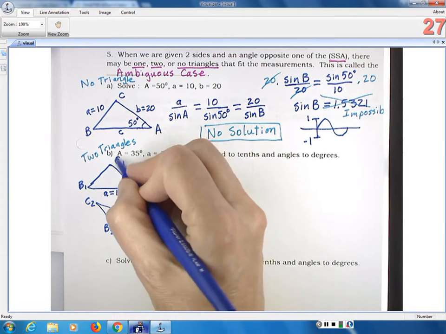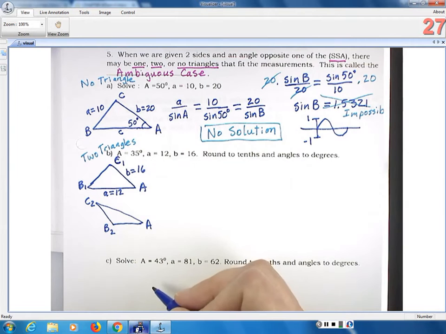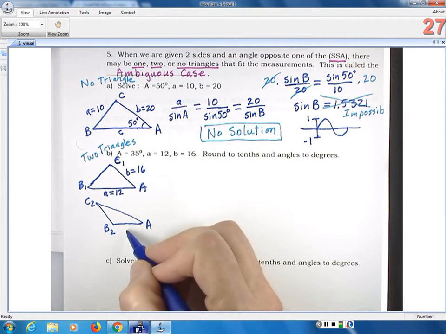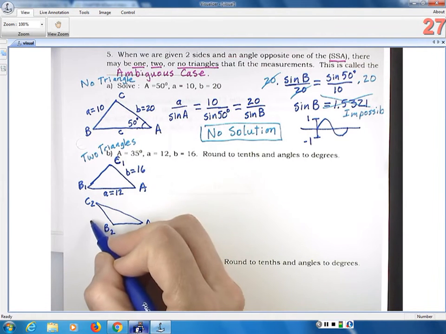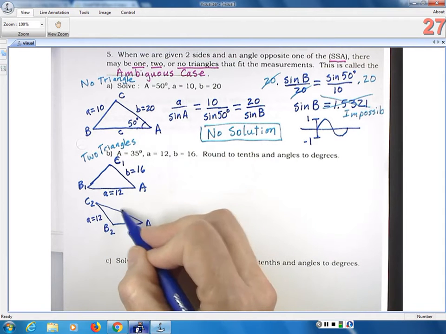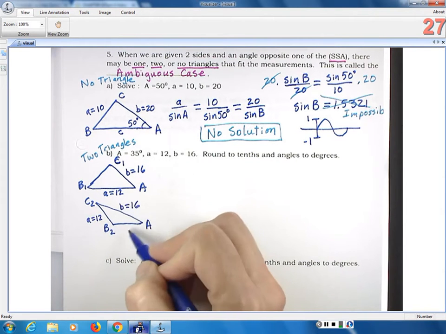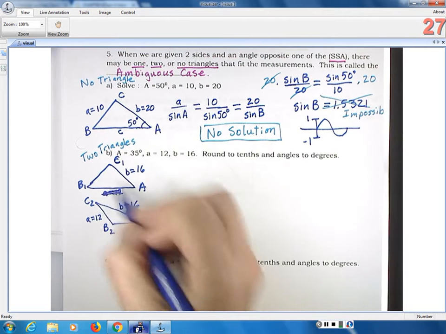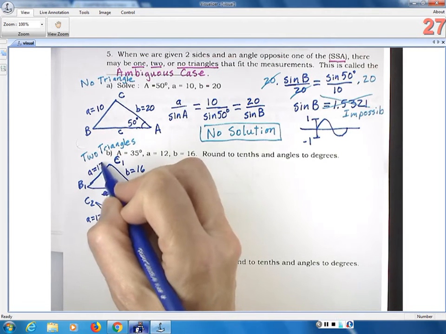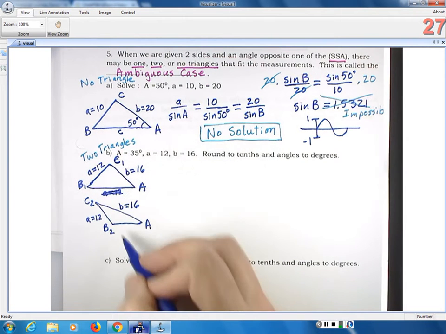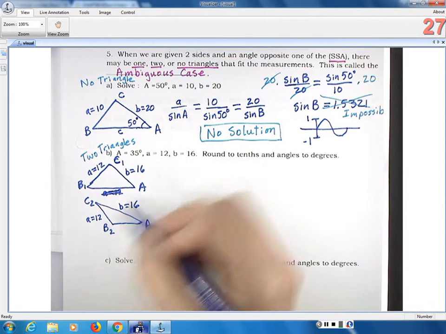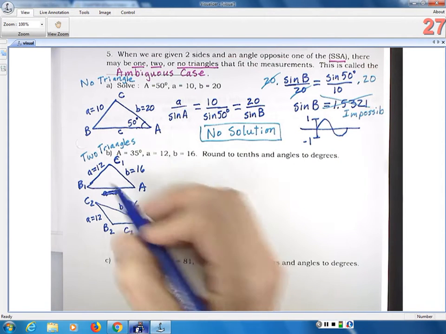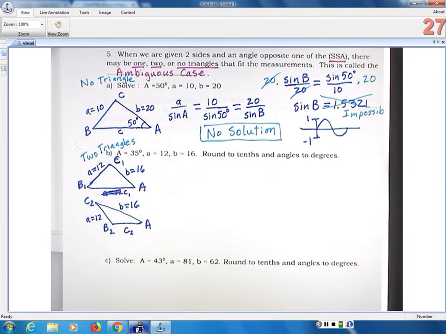There's these capitals. A is 12. B is 16. And then we have a C1. Oh, I wrote that in the wrong place. A is a little side, A is the opposite. This is C2, small side C1. Okay, so we solve one at a time.